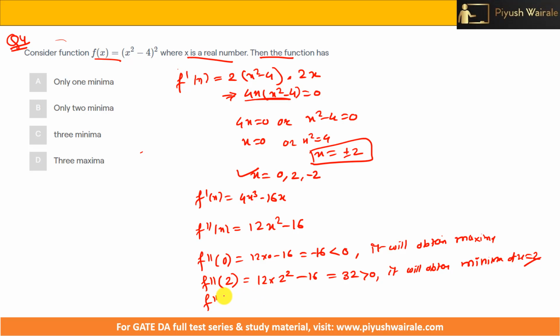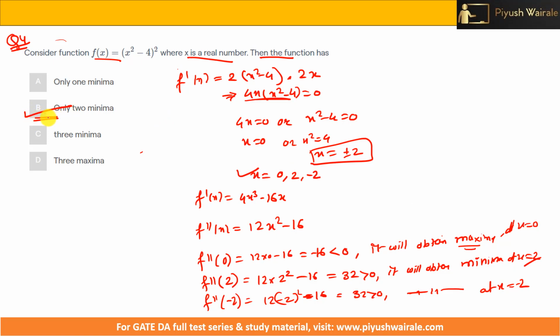What about f double dash of minus 2? Same thing, 12 into minus 2 square, minus 16, so same thing, 32, greater than 0, right? So same thing at x equals minus 2. How many times it is obtaining a minima or maxima, we need to find out that. So here you can see the function f of x will attain a maxima at x equals 0, and it will attain the minima two times, when x equals 2 and when x equals minus 2. So only two minima is the correct option.